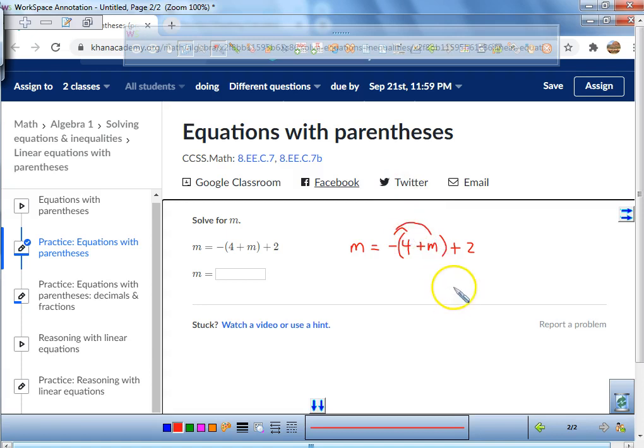So that's step 1. I'm not going to write down all the steps. We just wrote down all the steps for the last one. We're just going to do the steps on this one. So we got m equals, we have a negative to a 4, so that makes it negative 4, and a negative to an m, that makes it a negative m plus 2. So here's our equal sign.